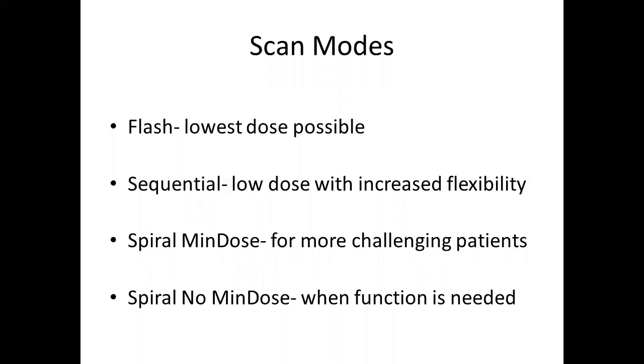Okay, so scan modes. There's generally 3 scan modes we pick between. Just to get familiar with the names, there's flash, sequential, spiral, and we'll talk about all of this. You can see as you're going up, you're scanning more. So this is for more challenging patients, and your dose goes up with each one of them. This is what used to be done with those 20 millisievert scans, which is spiral, no MinDose, and we'll talk about this a little bit.